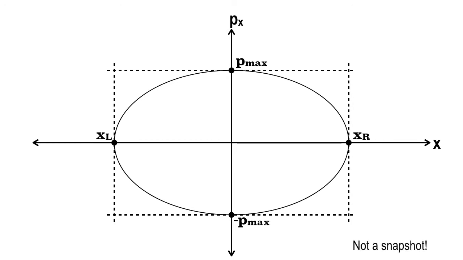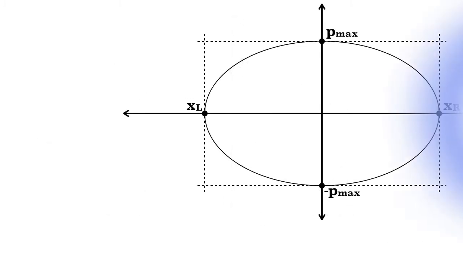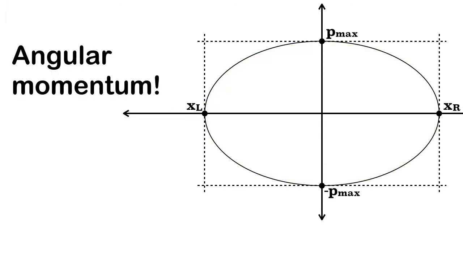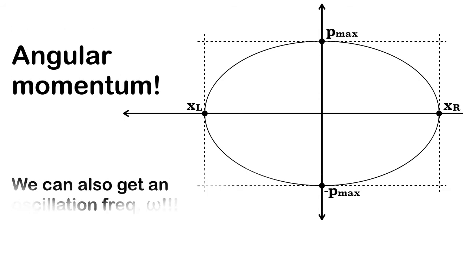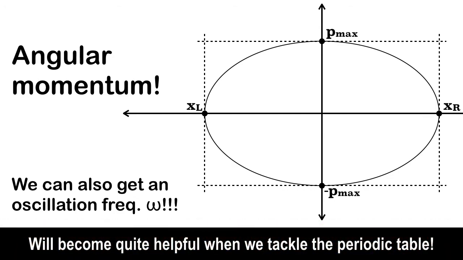Now remember, this is not a snapshot, okay? But the area does have an interpretation, as I mentioned, angular momentum. And so if you understand this, you can actually get an oscillation frequency. If it's an electromagnetic system, you can figure out the wavelength of the electromagnetic waves that are generated. You can get a whole lot of this, and it's going to be really important for us when we study the periodic table.